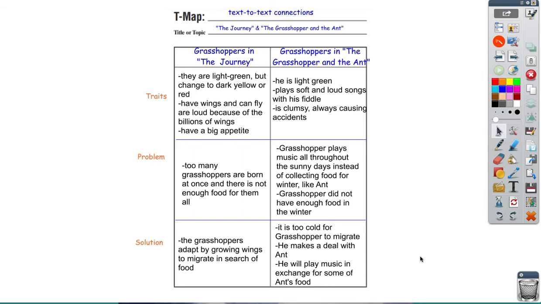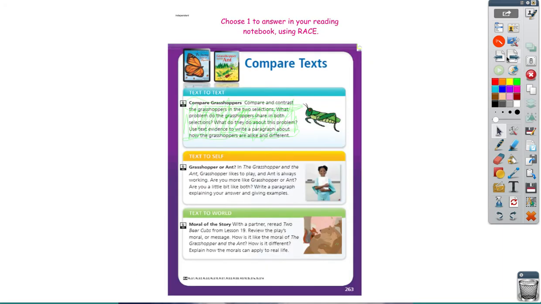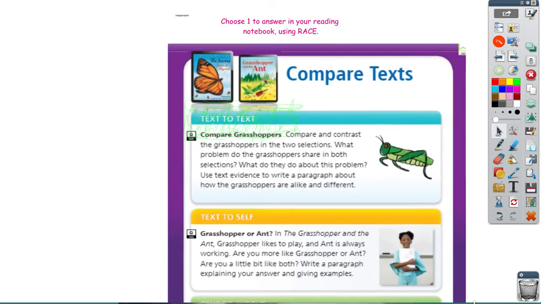And your solution should be that it's too cold for a grasshopper to migrate, so he makes a deal with ant. His deal is that he will play music in exchange for some of ant's food. So as you guys continue on with this assignment, you're going to take all this juicy information we have in this pre-writing chart to write a paragraph to the task.